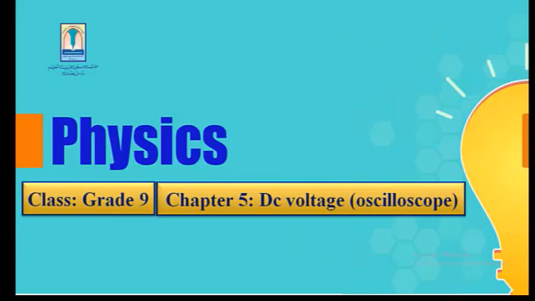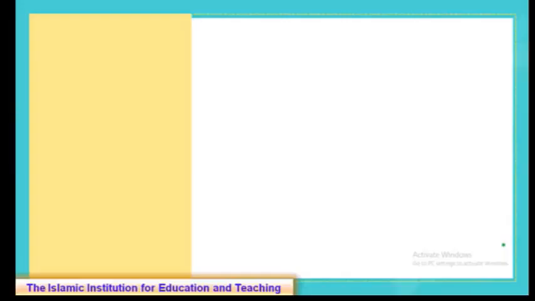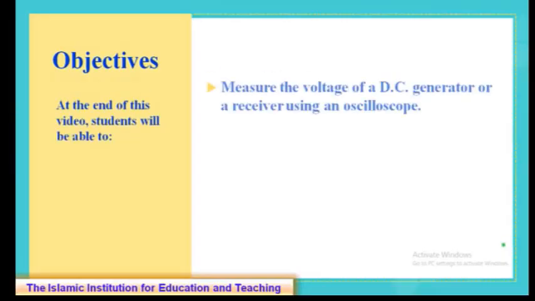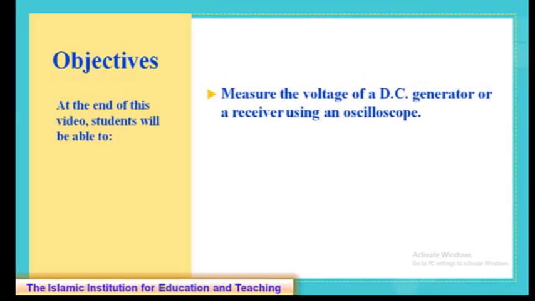We want to continue explaining chapter number 5 entitled DC voltage. In this chapter, we will learn about an amazing instrument called oscilloscope. At the end of this video, you will be able to measure the voltage of a DC generator or a receiver using an oscilloscope, and also you will be able to read an oscillogram.